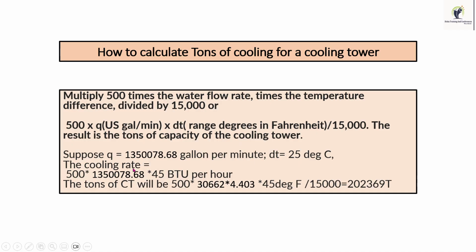So 500 into this much will be your heat. This is the gallon per minute of your cooling water, then this is BTU per degree Fahrenheit per hour. So the ton of CT will be 500 into 3600, into 45 degree Fahrenheit, divided by 15000. That is, the cooling tower ton will be how much?